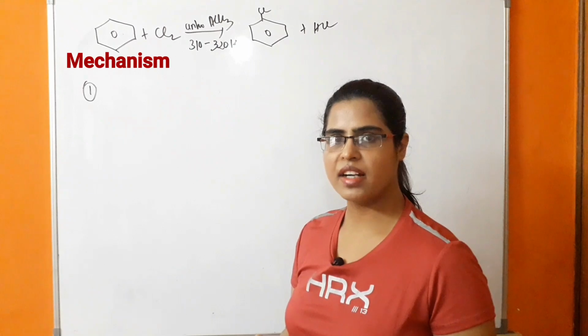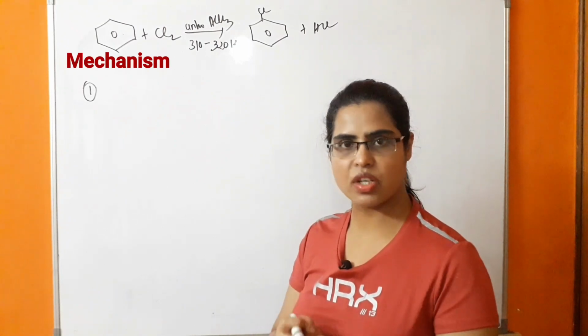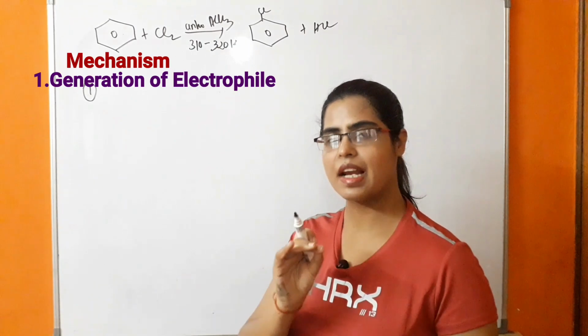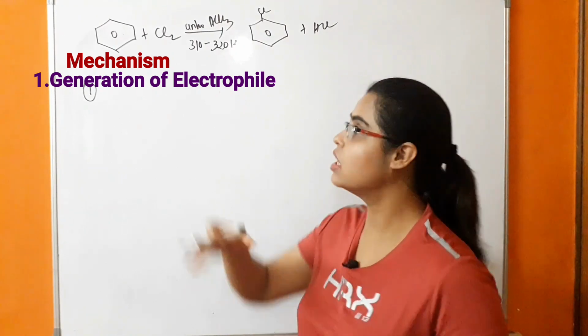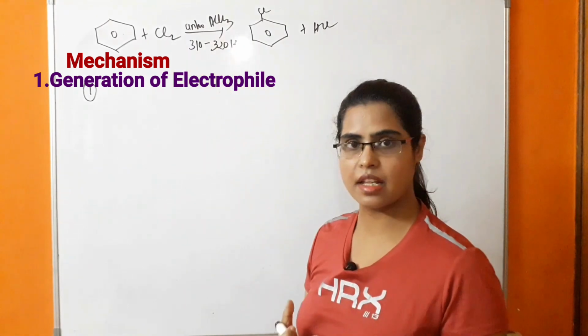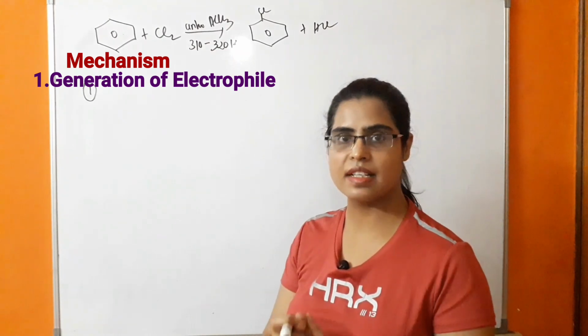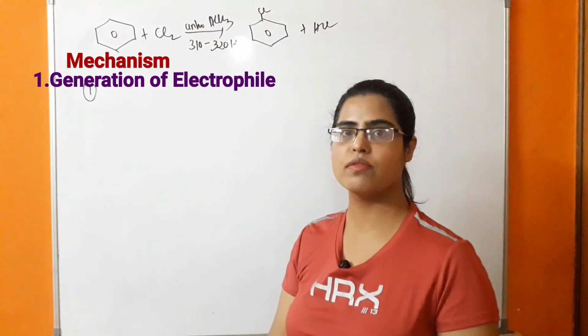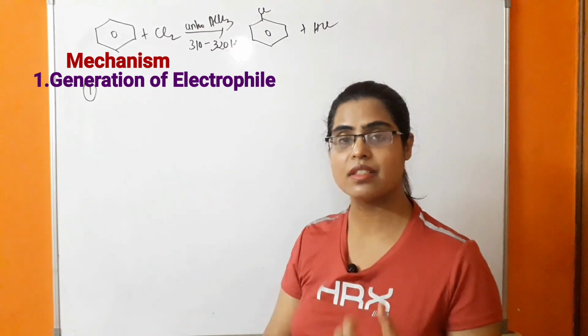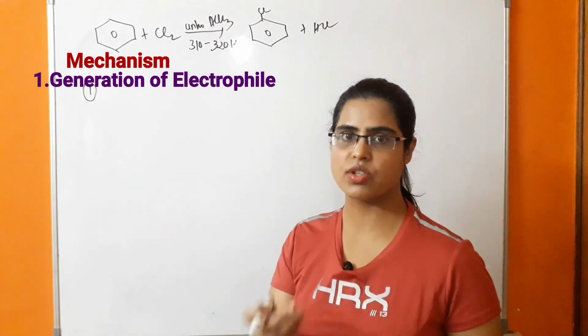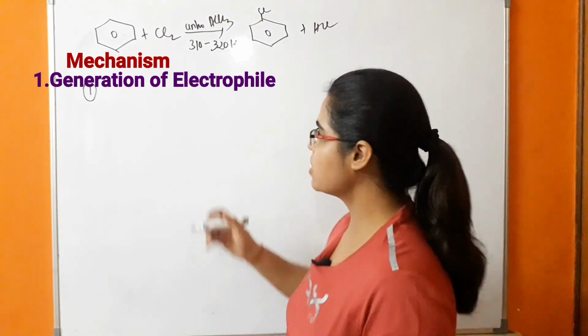What will be the mechanism behind this reaction? First of all, there will be generation of electrophile, and this electrophile generation is initiated by the catalyst, that is Lewis acid AlCl3. So this Lewis acid is electron deficient. Because of that, it initiates this halogenation reaction. It means it will initiate the generation of electrophile. So what is happening?